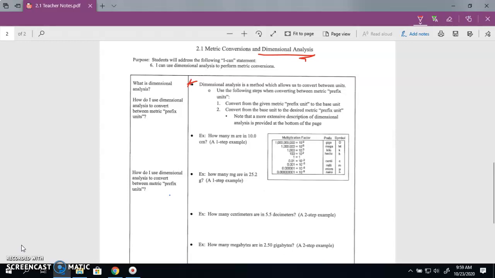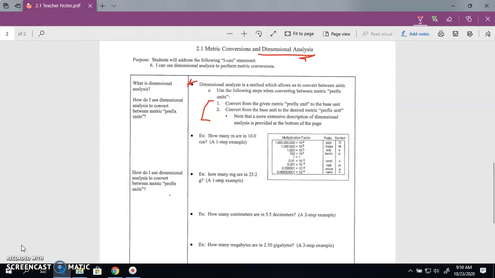And remember, a prefix is that letter that goes out in front of a base unit. So maybe micro as in micrometer, or milli as in milliliter. Here are the two steps that we go through when we do this. We're going to convert from the given prefix unit to a base unit. And then if we need a second step, we're going to convert from the base unit to the desired prefix unit. All right.